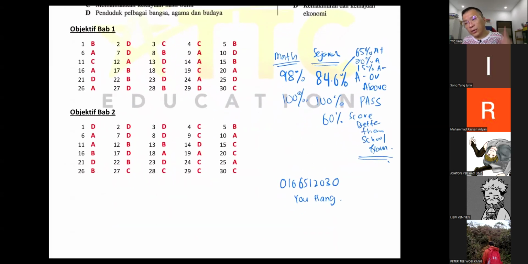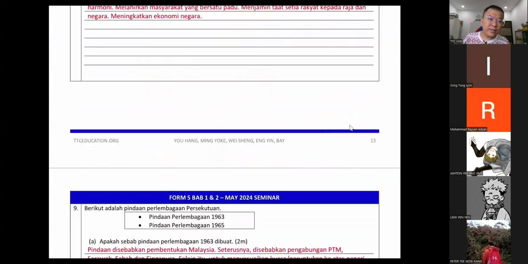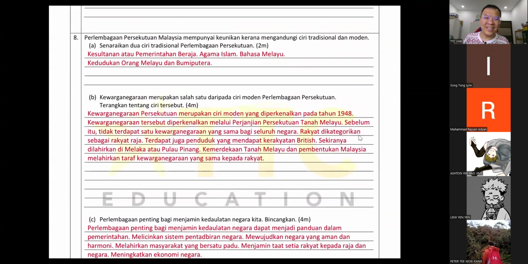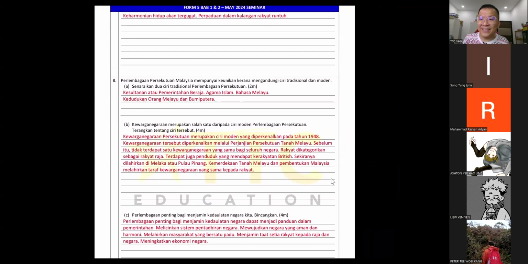So last year, the recent SPM results came out. 84.6% of TDC students scored A- or above, with 100% pass. For Sejarah, 84.6% of TDC students scored A- or above. Out of the 84.6%, 65% is A+, then 20% is A, 15% is A-. And then maths is even better. Maths is 98%. I don't know how he achieved that. 98%. Okay, so you can screenshot this one.